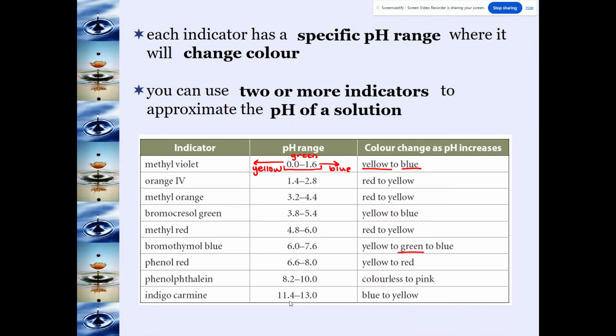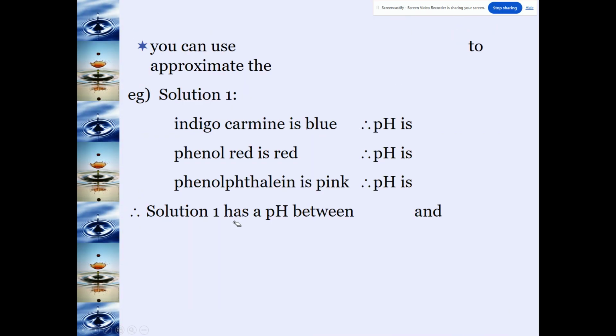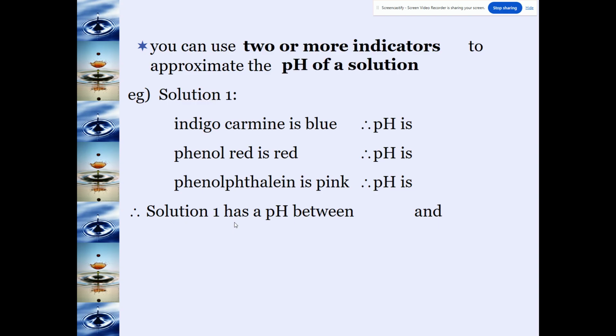Now, you could be given a question where it just tells you, you have, let's say, methyl orange, and you're putting it in a solution of a pH of 5. What color would it be? So we know everything above 4.4 is yellow, so therefore it would be yellow. But most of the time, the type of questions you're going to be given are, I have a solution that is turning indigo carmine blue, phenol red red, and phenolphthalein pink.